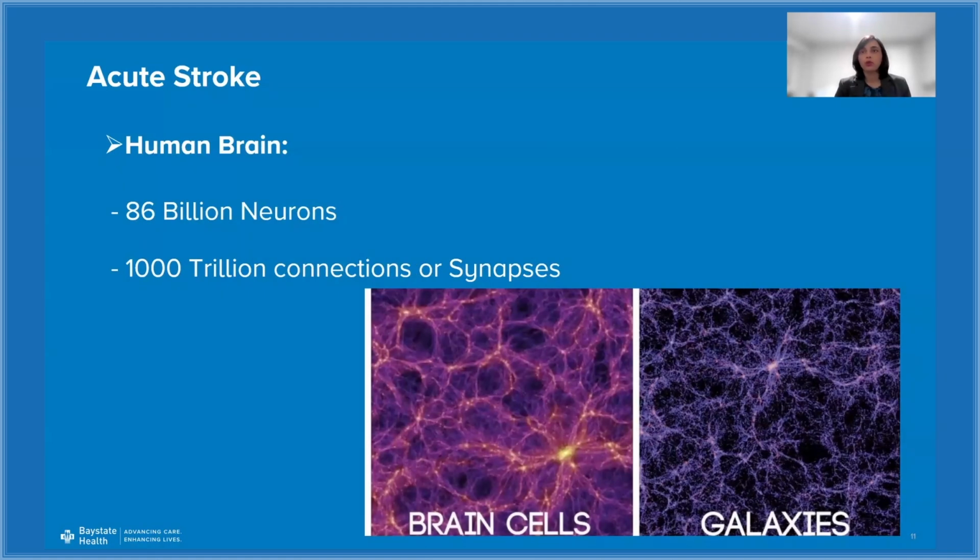Again, we talked about the human brain and the 86 billion neurons, and this picture shows how the brain cells connect with each other through synapses. We have almost 1,000 trillion connections, or synapses, within our brain. Here, the brain cells and the network of connections are being compared to galaxies. These connections are so vast that it's difficult even to fathom the degree to which things are going on in terms of the network, the communication, and the function.